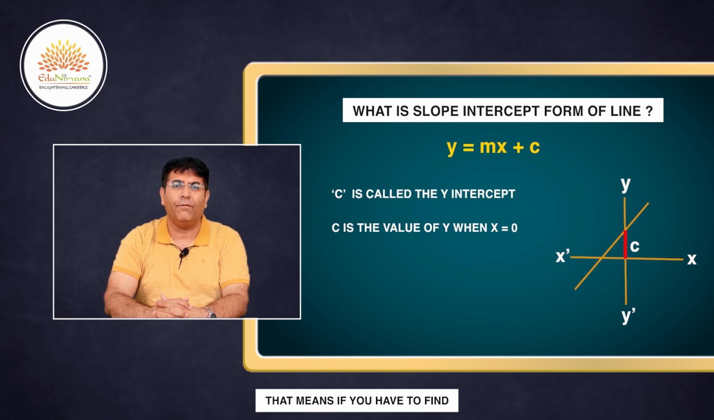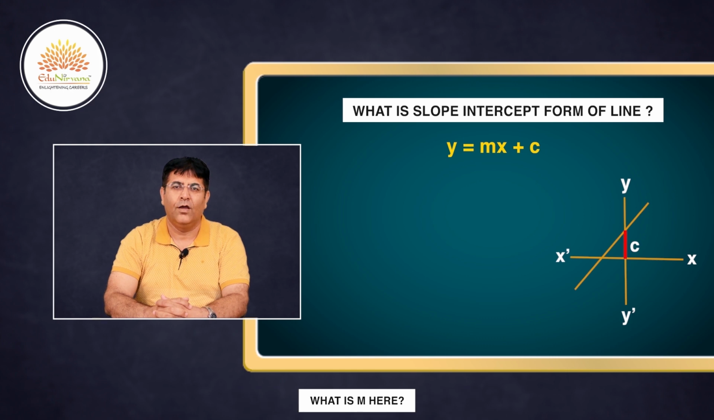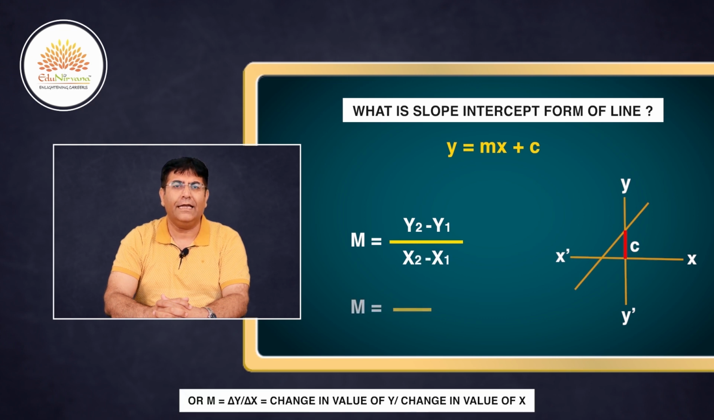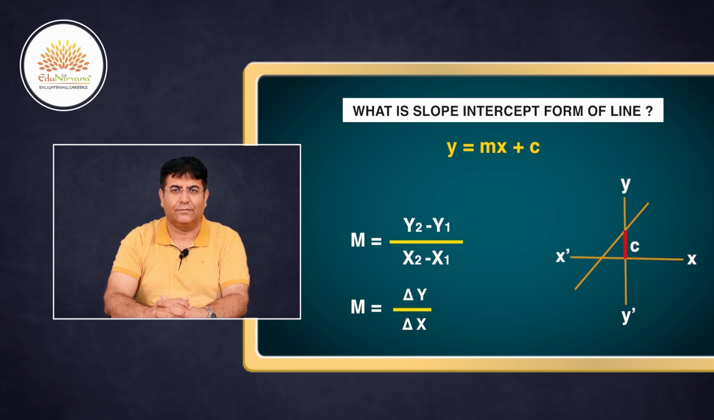That means if you have to find the y-intercept of any equation, you just put x equal to 0, you get the y-intercept. Now what is m here? M is called the slope or gradient. What is the formula of slope? It's y2 minus y1 over x2 minus x1. We write it as a change in y over change in x.